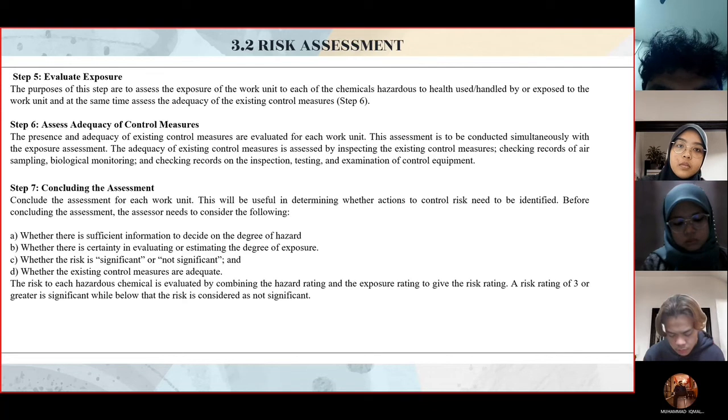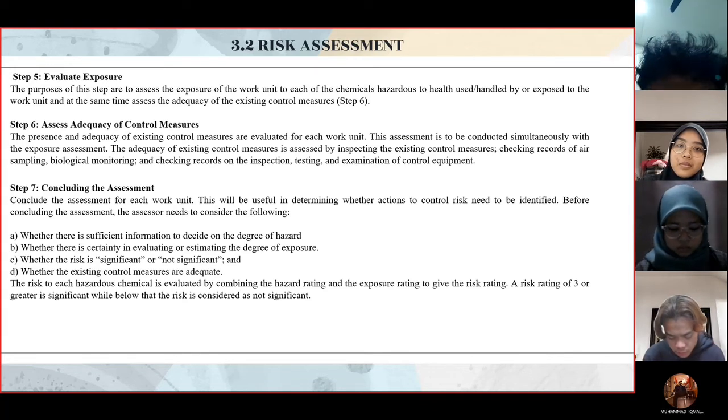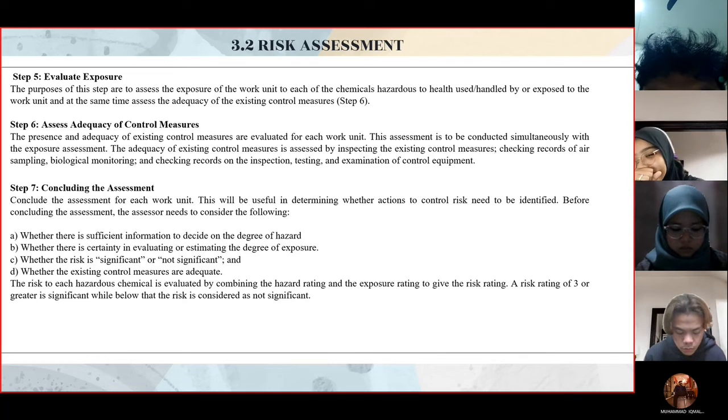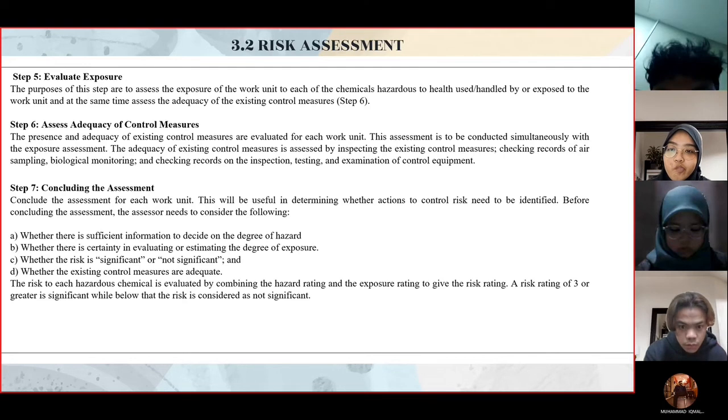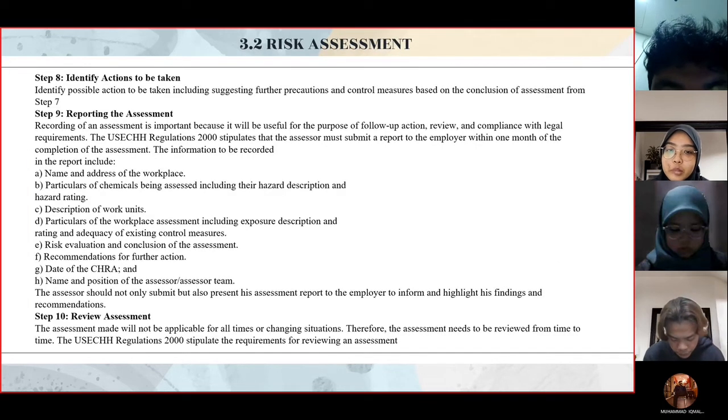The risk to hazardous chemicals is evaluated by combining the hazard rating and the exposure rating to give the risk rating. A risk rating of 3 or greater is significant, while below that the risk is considered as not significant.